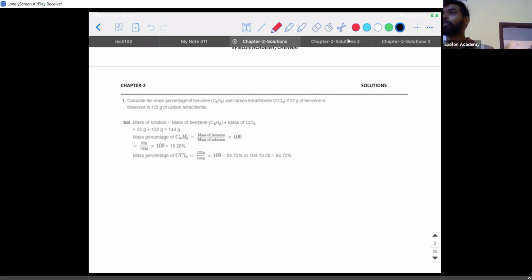It will be entirely different. There is no connection at all, basically. For example, I have two components A and B, right? Say the mole fraction of A in liquid phase is 0.5. It need not be 0.5 in the gaseous phase. It can be 0.1, it can be 0.2, it can be 0. There is no connection at all.